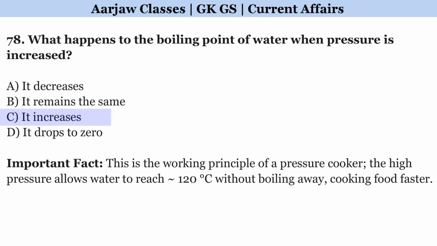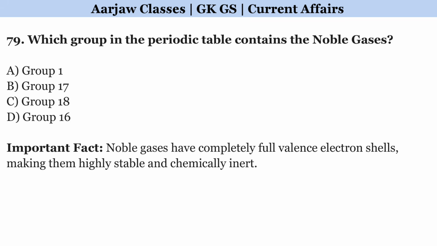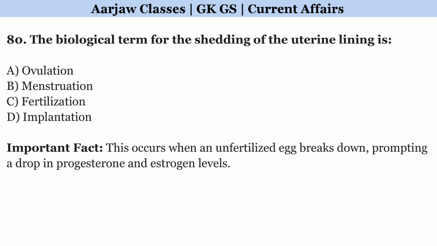Correct option is C. It increases. Which group in the periodic table contains the noble gases? Correct option is C. Group 18. The biological term for the shedding of the uterine lining is?